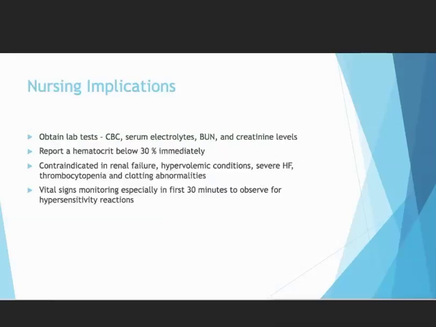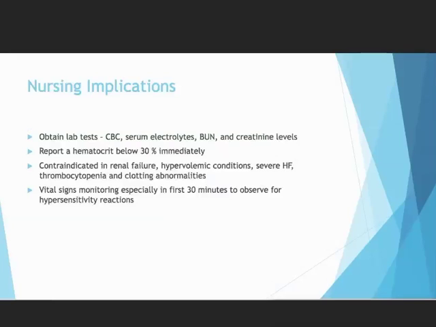Renal failure, we know it'll be contraindicated because obviously renal function is going to be impaired and they're not going to be able to excrete accordingly. Hypervolemic, meaning I already have excess fluid volume, why would I want to add more volume to the system? Severe heart failure, because remember, your heart can't pump as it is, and when I add more fluid volume to the circulatory system, it's going to overwhelm the heart.